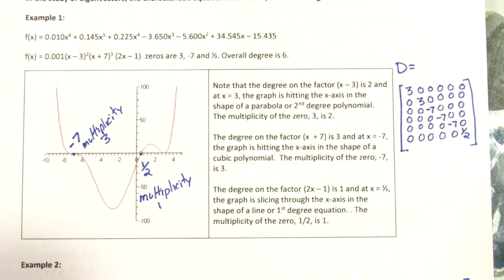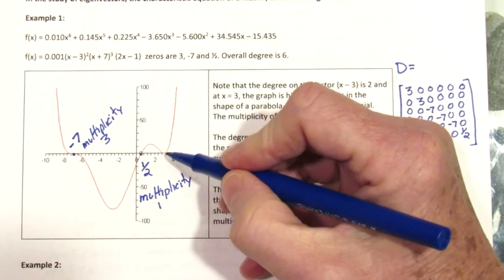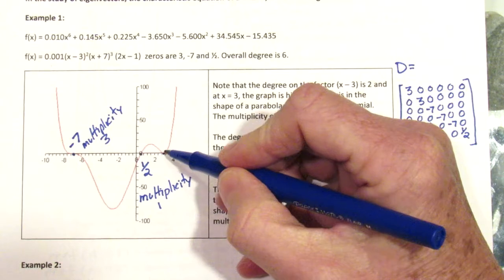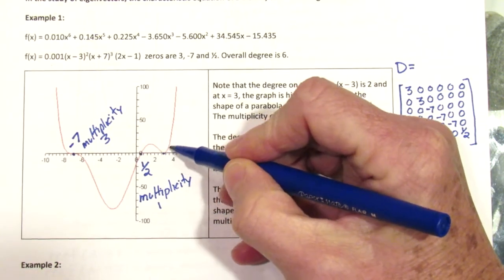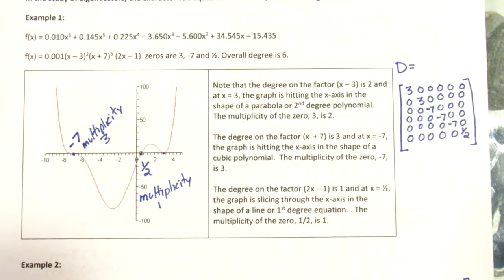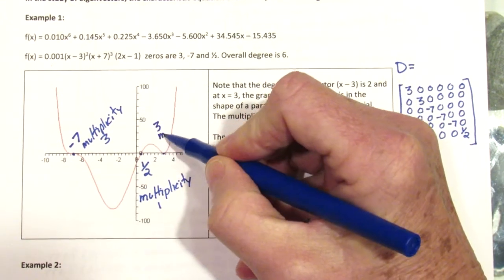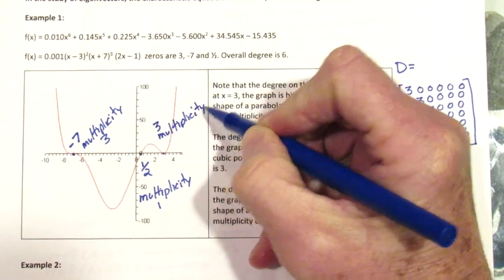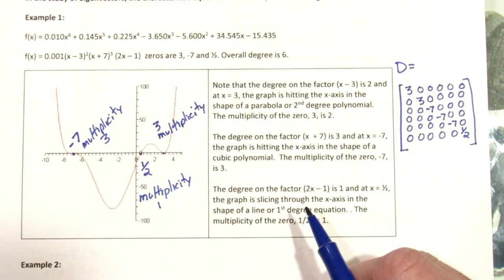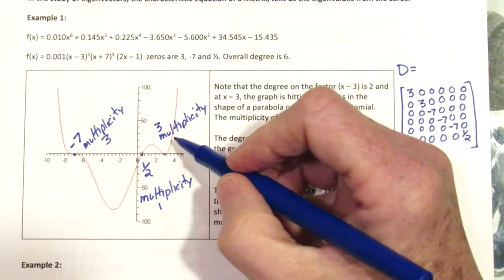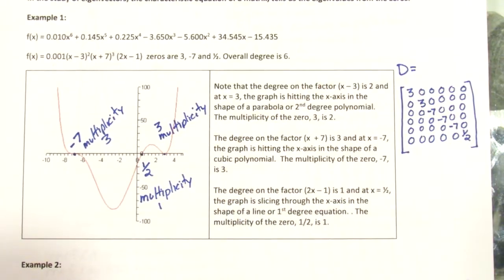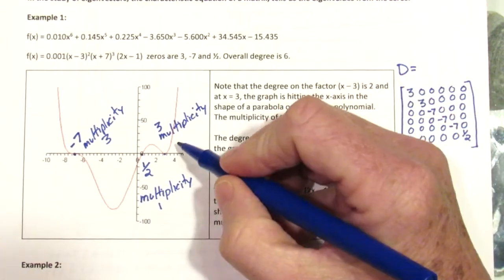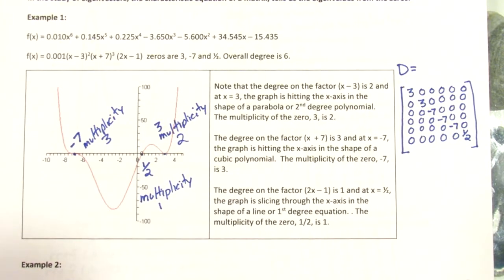And then there's a third zero that looks like it's 3. And notice that the graph right around 3 looks like a little parabola. So 3 has multiplicity 2, meaning x minus 3 shows up in the polynomial 2 times. So x minus 3 times x minus 3 will be in the polynomial.